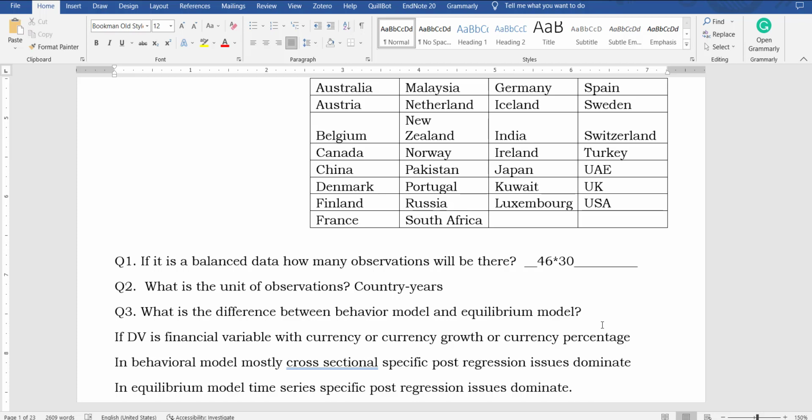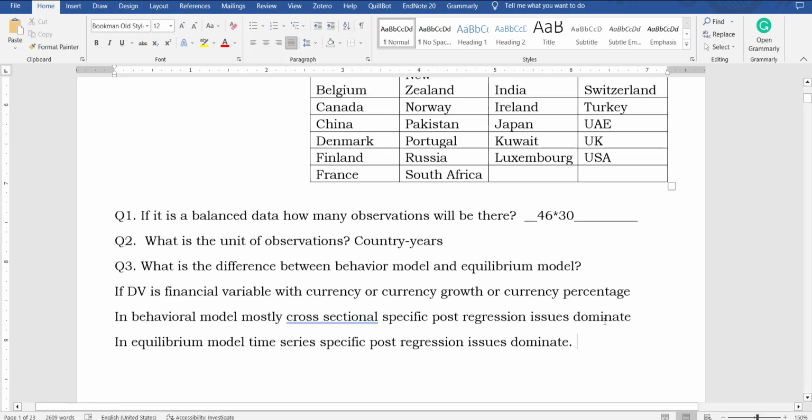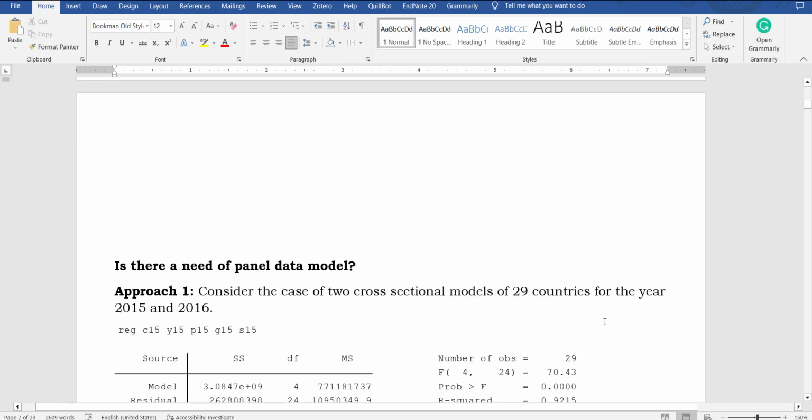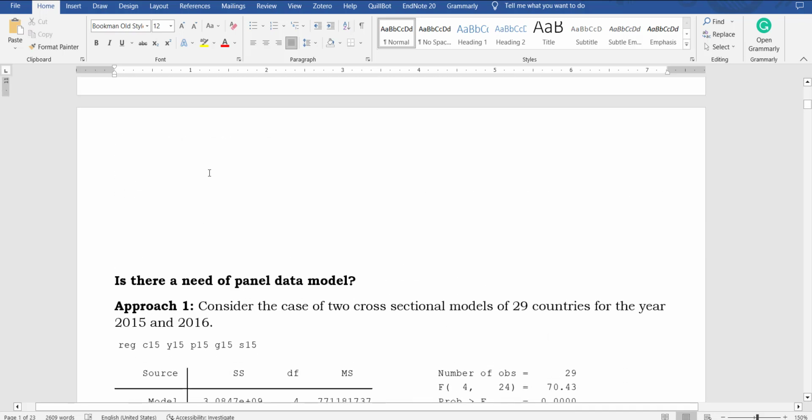So this is the way you decide what kind of advanced panel data model you are going to select. If you can differentiate between these two things, an advantage is that you will be able to find an appropriate model very quickly. Otherwise, you have to do some diagnostics, hit and try, and find the model. So we'll start with, is there a need of panel data?